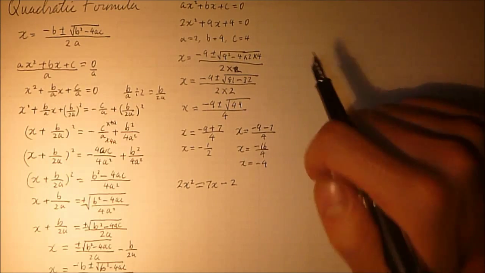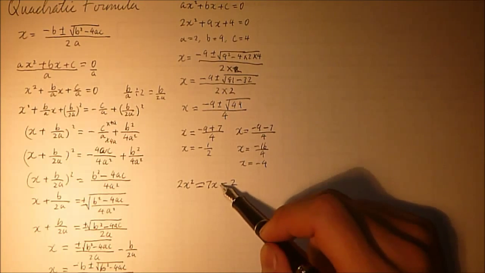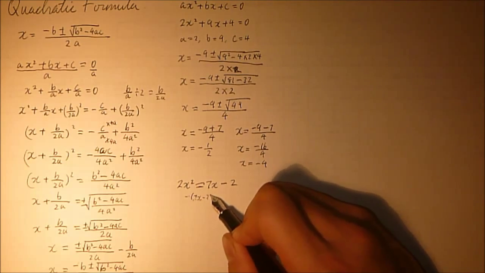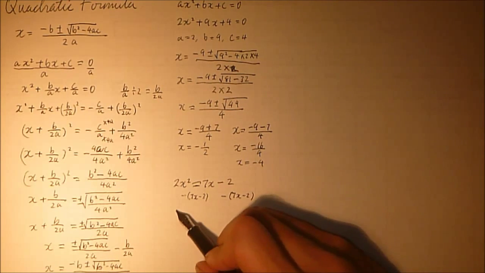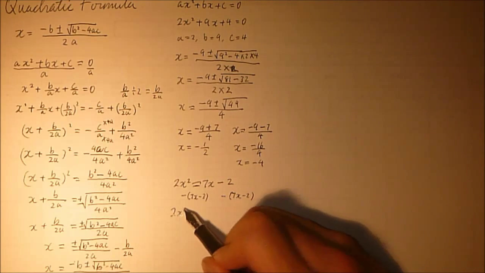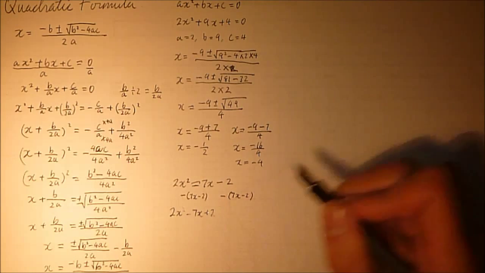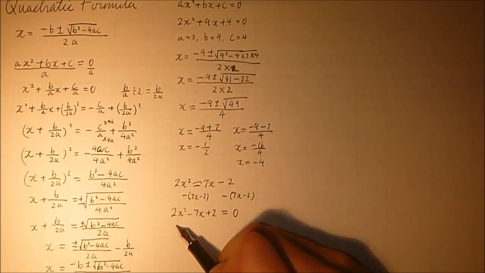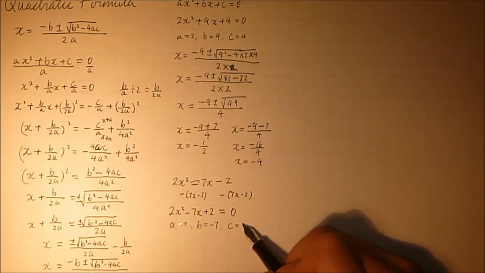One thing we have to do is turn one side into 0 and move everything to the other side. So in this particular case, we can accomplish it by subtracting 7x minus 2 from both sides, which means on this side we have 2x squared minus 7x, negative times negative is positive 2, equals 0. And here we have our three terms of a equals 2, b equals negative 7, and c equals 2 again.